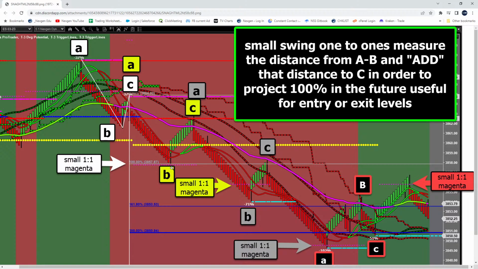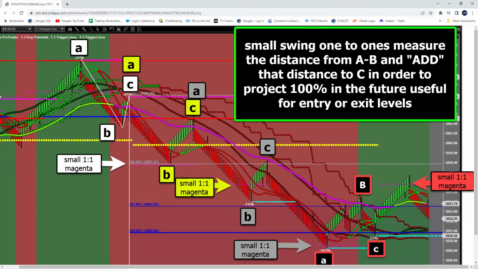One-to-ones measure the distance from A to B, and then after the retracement of C, project out 100%. So it's a 100% projection of the distance from A to B added to C, and then you get 100%. And then it starts over. You have a new A pivot, then a new B pivot, then a new C pivot, and then it projects 100%. And then you have a new A pivot, then a new B pivot, then a new C pivot, and it projects 100%. And then vice versa. You start getting higher highs, higher lows, and you'll start making one-to-ones that go the other way.